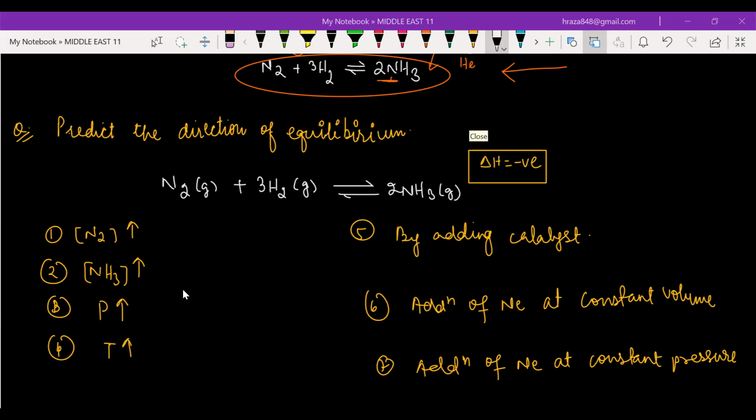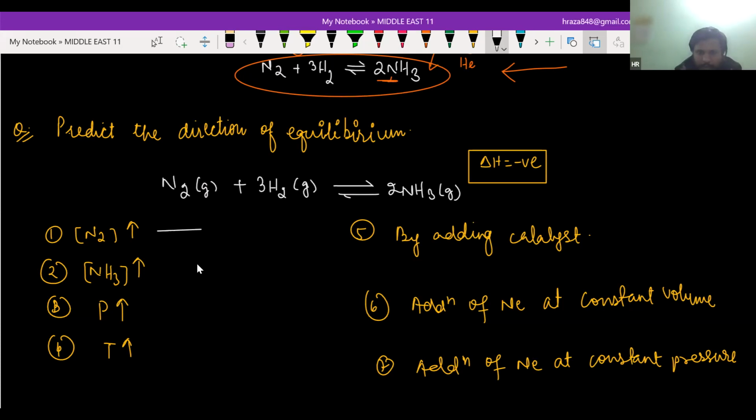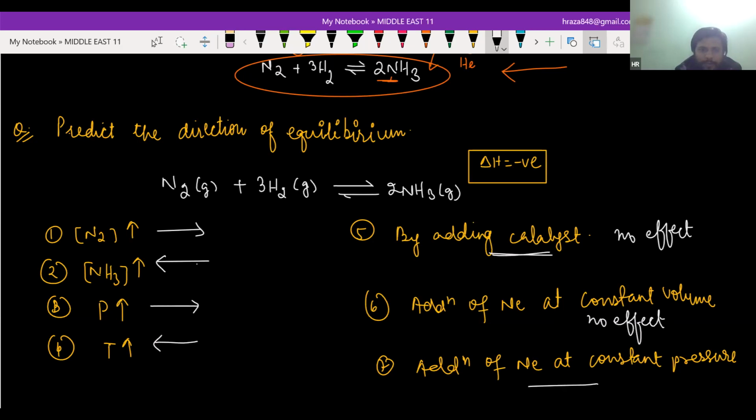Okay. In this case, left to right, towards product, and in this case, towards reactant. In this case, towards right, and in this case, towards left. No effect, because on addition of catalyst, there is no effect. And then no effect at constant volume, and in this case towards left. Very good. No change.